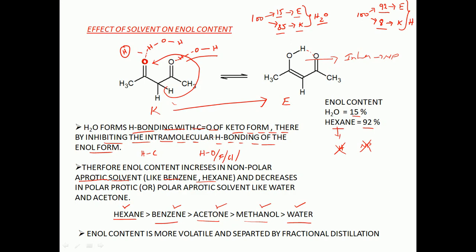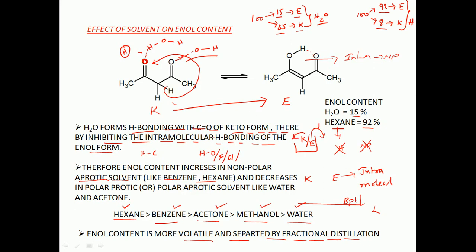The enol content is more volatile and separated by fractional distillation. Very, very important point. How are we going to separate the keto form and enol form? In enol form, you are having intramolecular hydrogen bonding. Because of intramolecular hydrogen bonding, the boiling point will be decreased. So if the boiling point is decreased, when you are boiling the mixture of keto and enol, which will come out first? Enol will come out first. After that, ketone will come out.